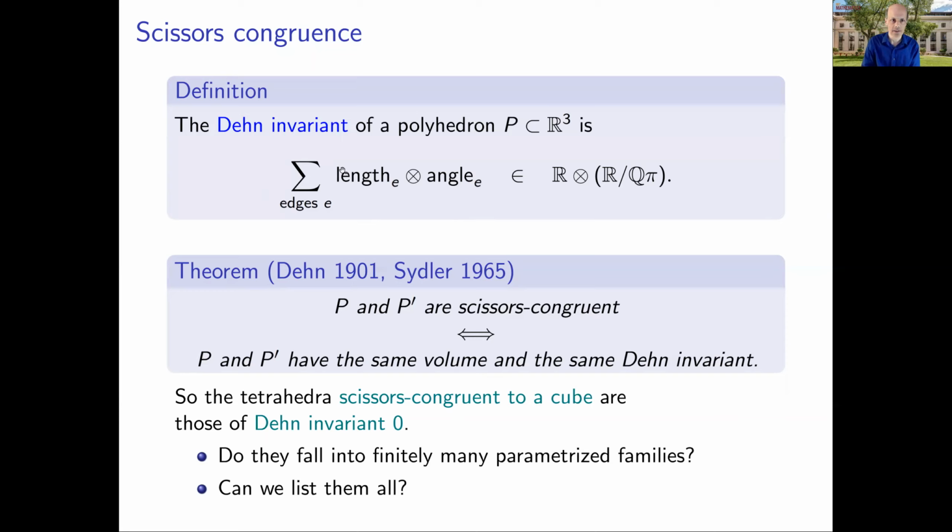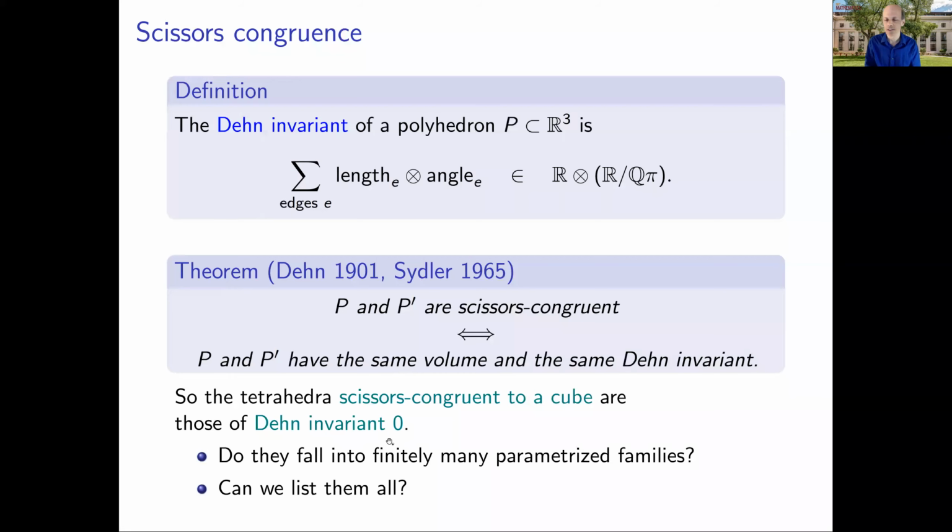But that already proved that a regular tetrahedron could not be sliced and reassembled into a cube. And in fact, there's an even better theorem. Well, maybe not better, but there's a converse that says that the volume and Dehn invariant are the only invariants that you need to decide whether two polyhedra are scissors congruent. So that's a converse. Okay, so once you know this, then figuring out which tetrahedra are scissors congruent to a cube, you might say, okay, it's a solved problem now. They're exactly the tetrahedra of Dehn invariant 0.